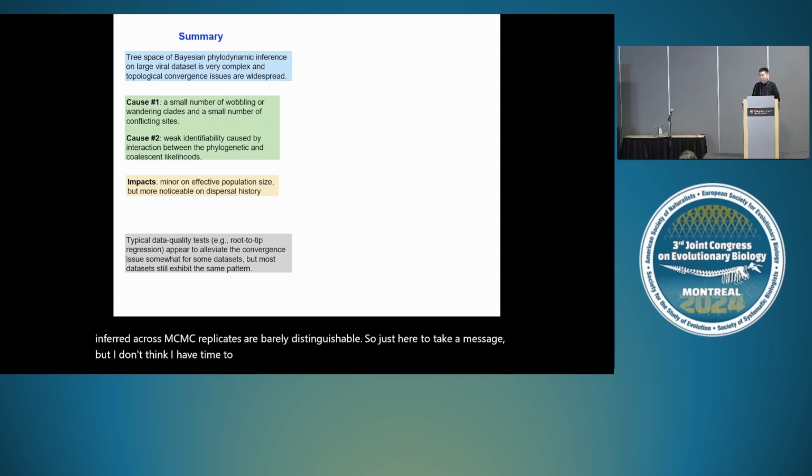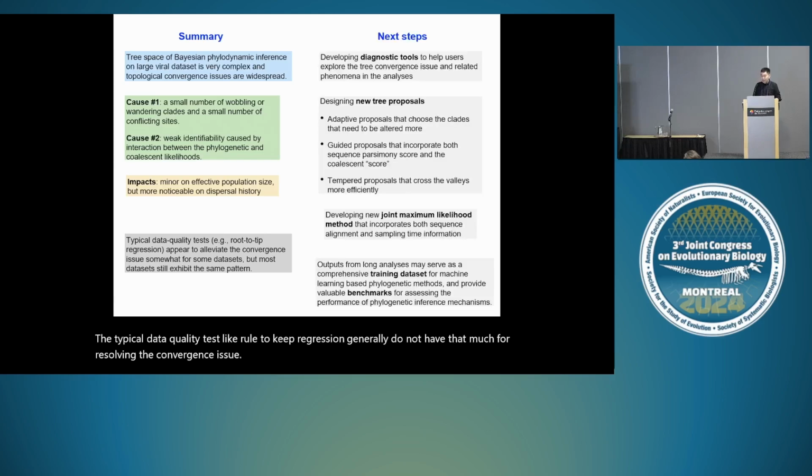I would like to briefly mention something I don't have time to cover here, which is that the typical data quality tests like root-to-tip regression generally do not help much in resolving the convergence issue. So to really address that, we may actually need to design new diagnostic tools, new MCMC proposals, and possibly a new maximum likelihood method that does joint inference.